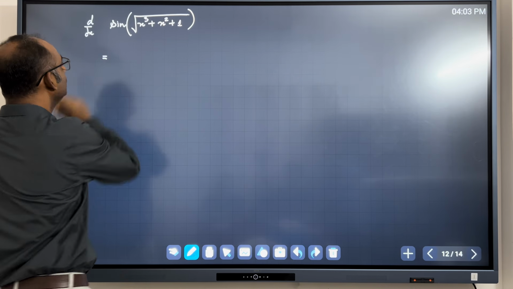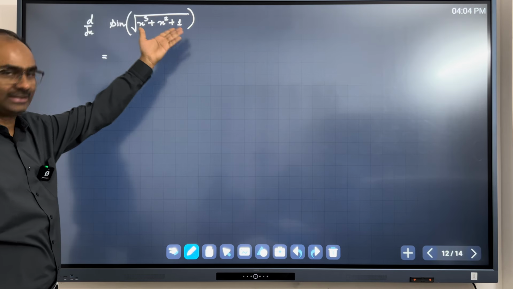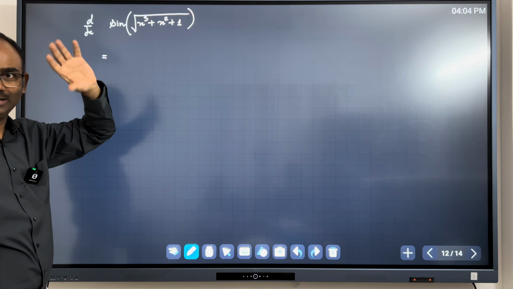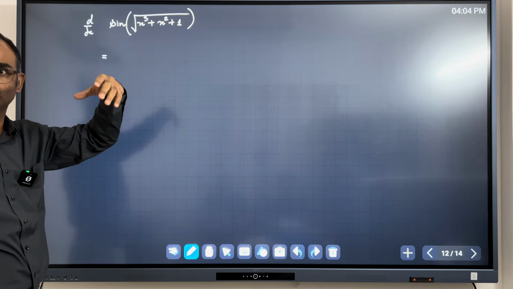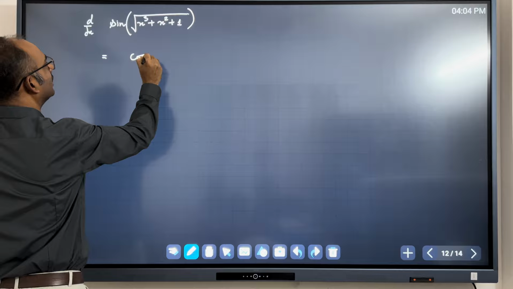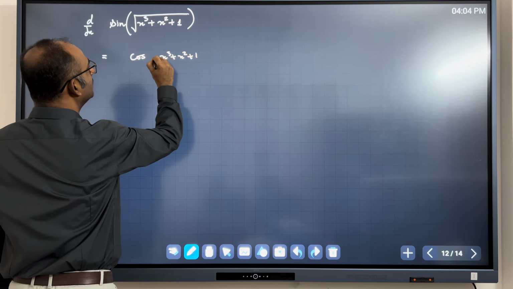This is equal to sine. When I differentiate sine, I get cos. Cos of what? Cos of that entire argument, right? So you understand, right? This is df over du basically. So cos of x cube plus x square plus 1.